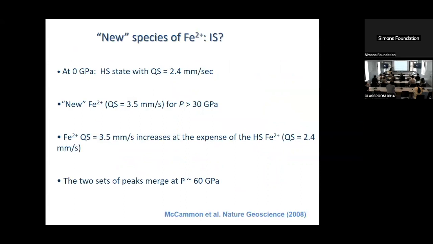As I said, iron Mössbauer spectroscopy is what's used. At 0 GPa, the high spin state in the perovskite phase has a Mössbauer quadrupole splitting of 2.4 millimeters per second. At 30 GPa, you start seeing a different kind of iron that starts showing up with a quadrupole splitting of 3.45 millimeters per second. And at 60 GPa, this kind of iron takes over.